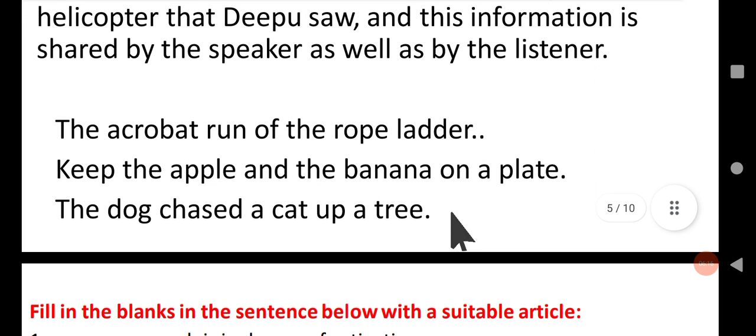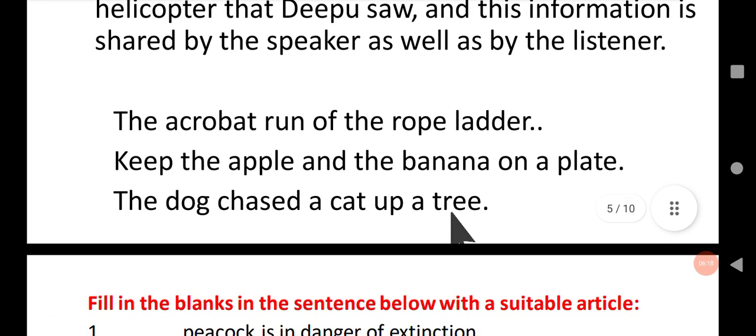Next one. Look at these examples here. The acrobat ran off the rope ladder. Keep the apple and the banana on a plate. The dog chased a cat up a tree. So here the acrobat is particular, the rope again particular. Next, keep the apple, the banana. That means one particular apple, one particular banana, which are there. Keep both of them on a plate. So the speaker and the listener again know these two things, banana and apple.